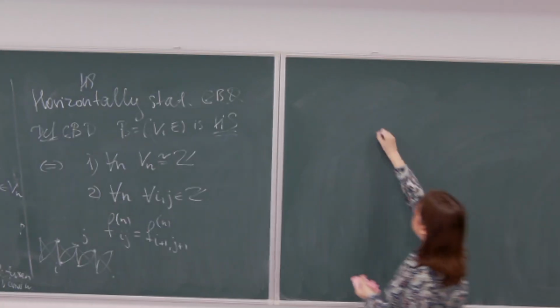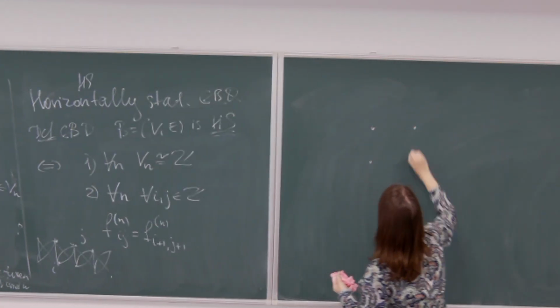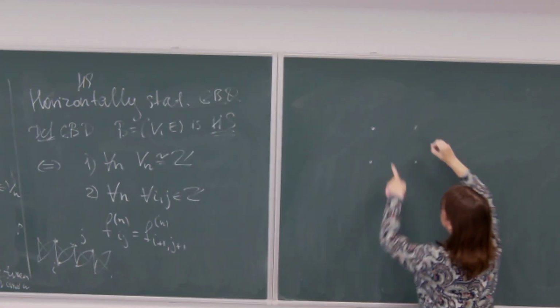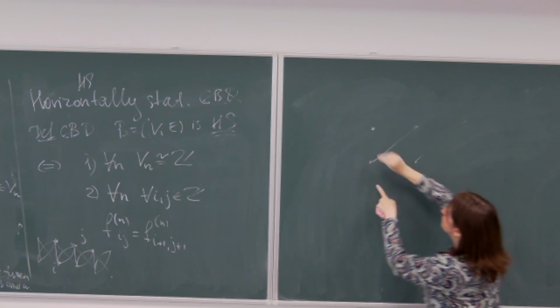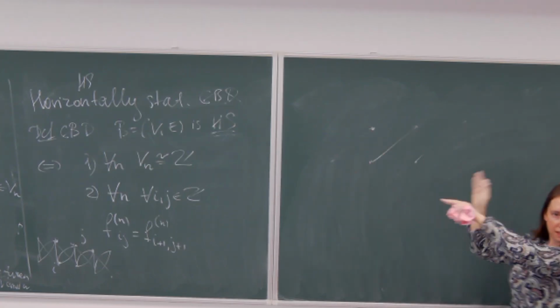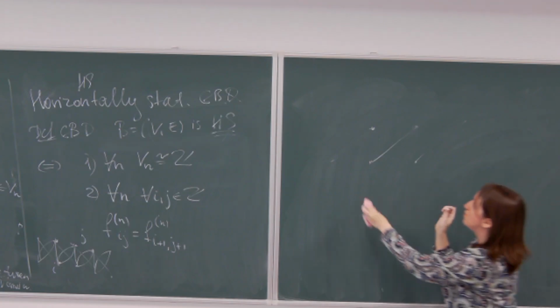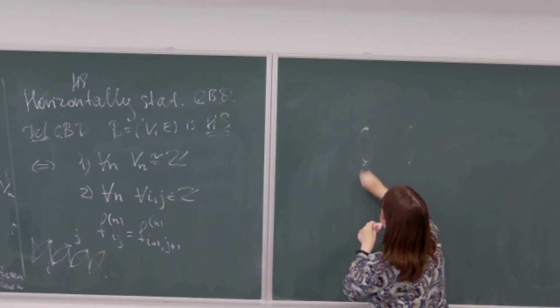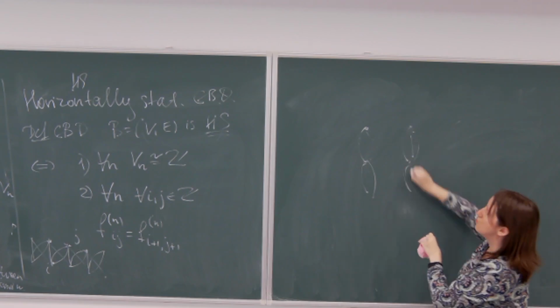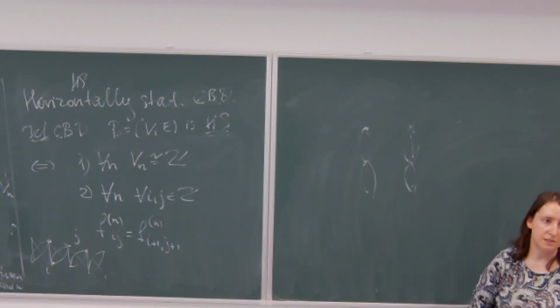Because if we have just finite, if we have, for instance, a pair of vertices and we have a non-vertical edge, then we should translate it infinitely many times, to the left and to the right. So if we want a standard Bratteli diagram to be horizontally stationary, it should be just a disjoint union of odometers, right? Otherwise it's impossible.